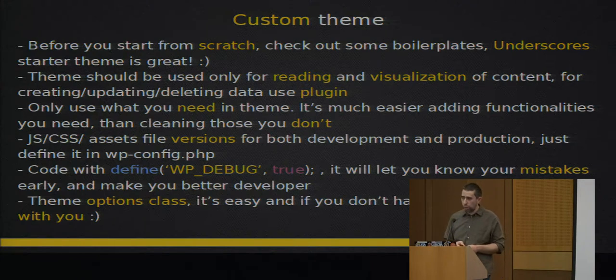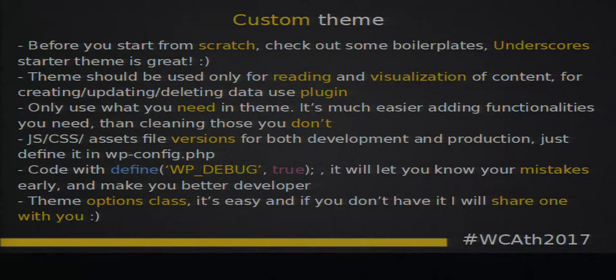If you're doing coding in a theme, code with the option WP_DEBUG set to true. It will let you know your mistakes early, so you can fix them on time, and it will make you a better developer. Choose some theme options class, it's pretty easy to add theme options. And if you don't have one, I will share one with you.